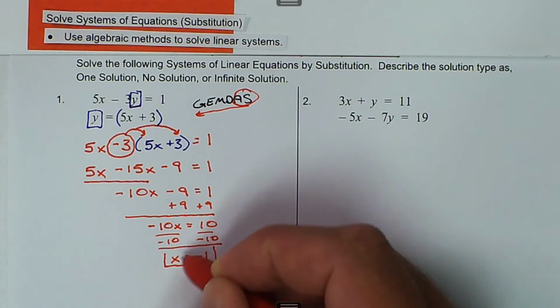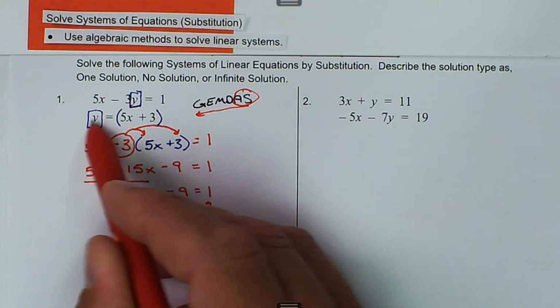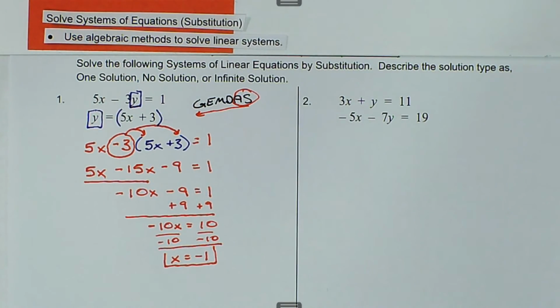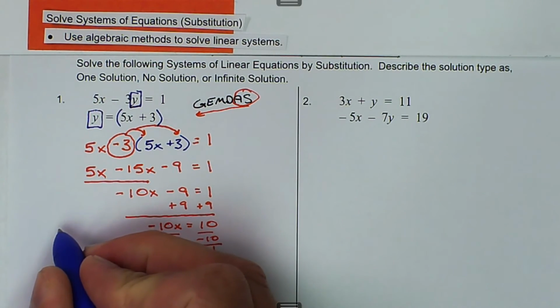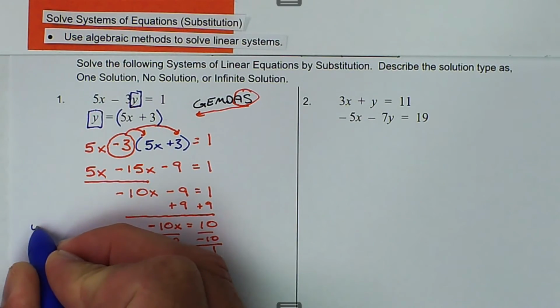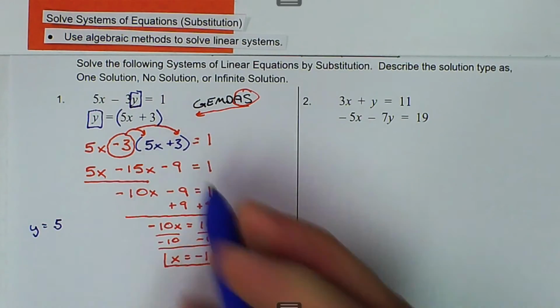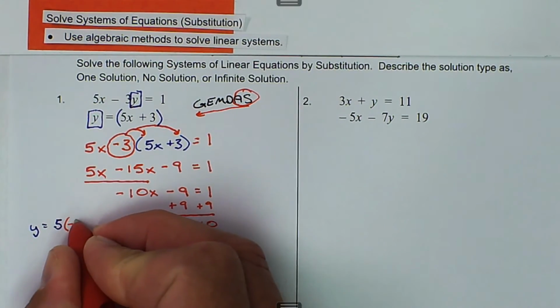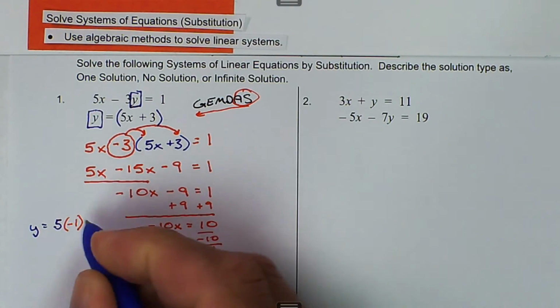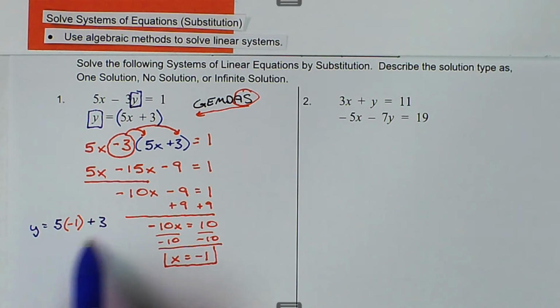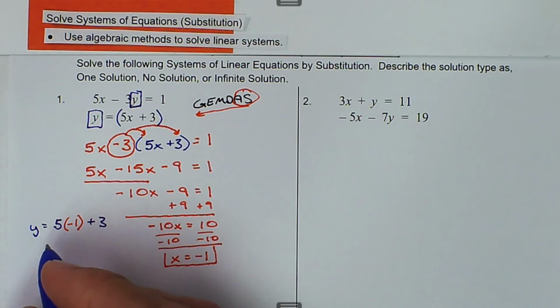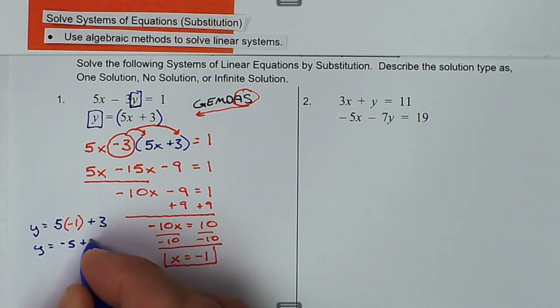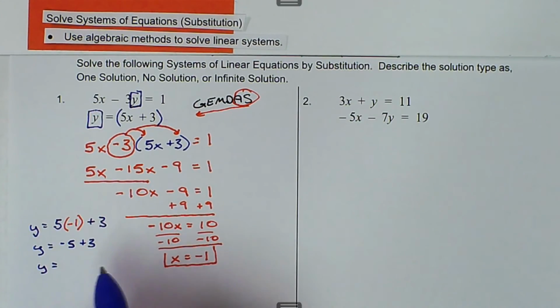So now we're going to take x is equal to -1 and substitute it into this bottom equation here. I'm going to write that out exactly as it is. y equals 5, but now I'm going to take the x out and replace it with -1, and then plus 3. Now there's nothing to solve over here, so we can just do our multiplication, and we get y is equal to -5 plus 3, and y is equal to -2. So we think that we have our ordered pair. We have -2 for y, and x is -1.